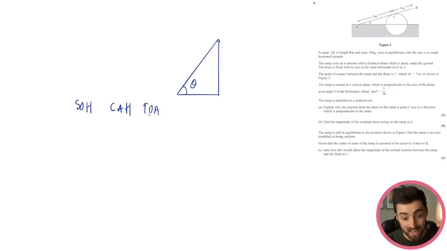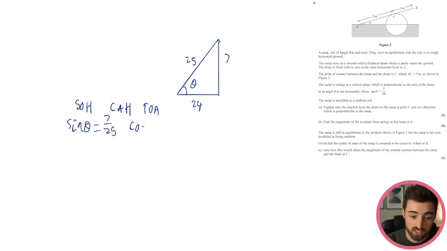So, TOA, opposite over adjacent, so 7 here as the opposite and 24 as the adjacent. We're going to use Pythagoras to get the hypotenuse, so the square root of 7 squared plus 24 squared, and lo and behold, it's a nice number, who would have thought it? So that's 25. So again, sine theta this time is going to equal opposite, 7 over 25, and cos theta is going to equal adjacent, 24 over 25.